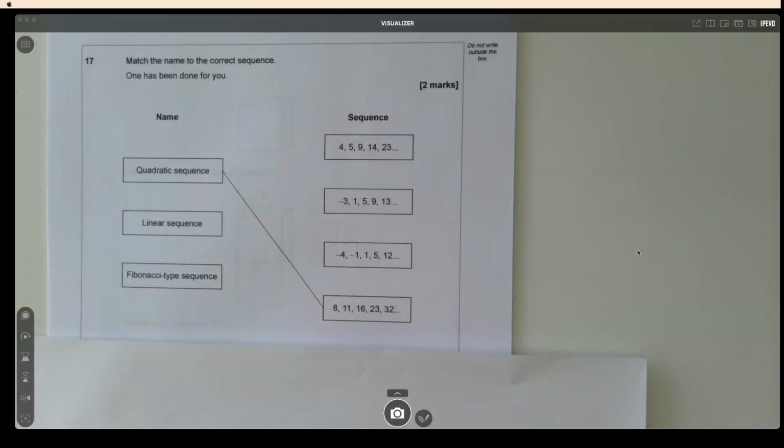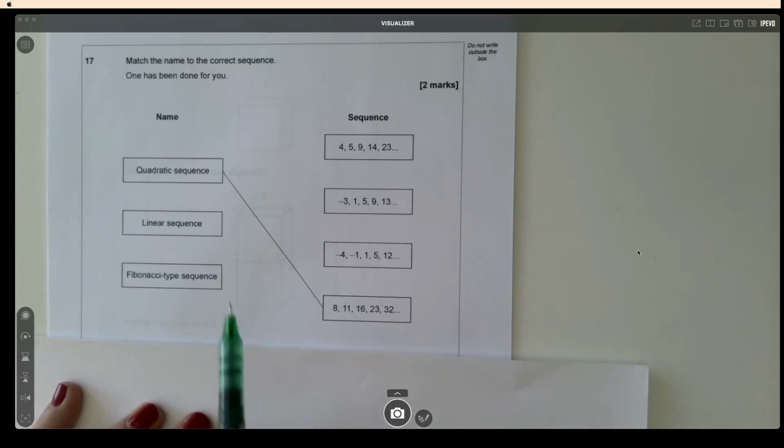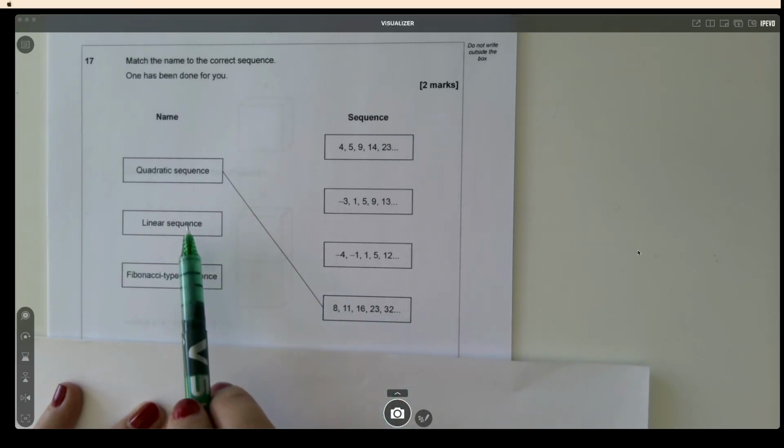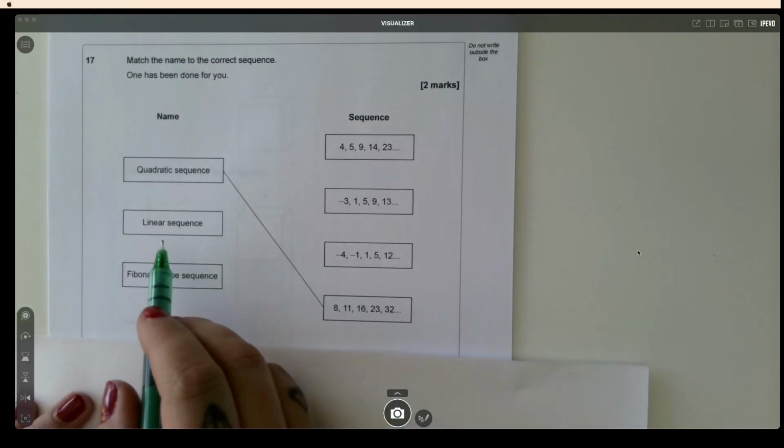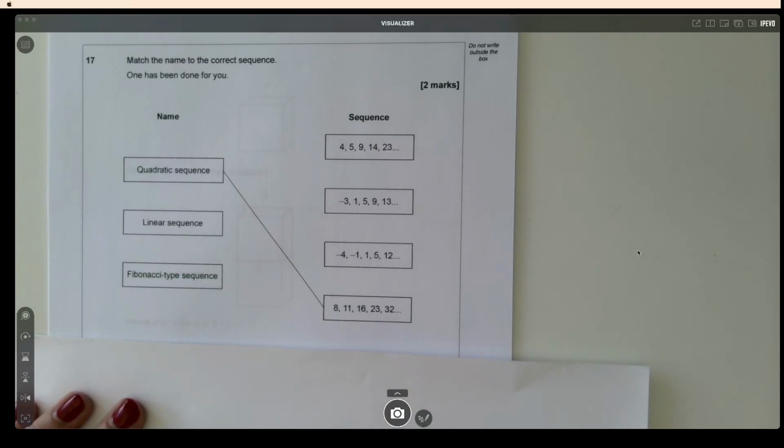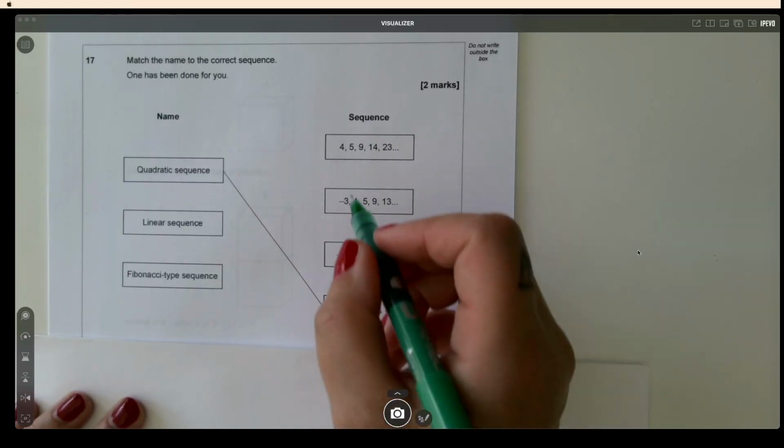Question 17. Match the name to the correct sequence. One has been done for you. So a quadratic sequence has been matched up to this sequence here. So this must be a quadratic sequence. We now need to find a linear sequence and a Fibonacci type sequence. A linear sequence is one where it goes up or down by the same value between each term. So we're either adding the same value to get the next term, or we're subtracting the same value. So let's try and find that one first.